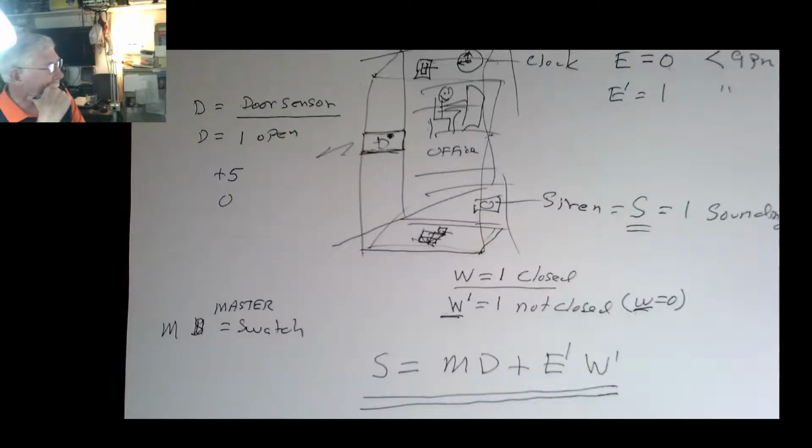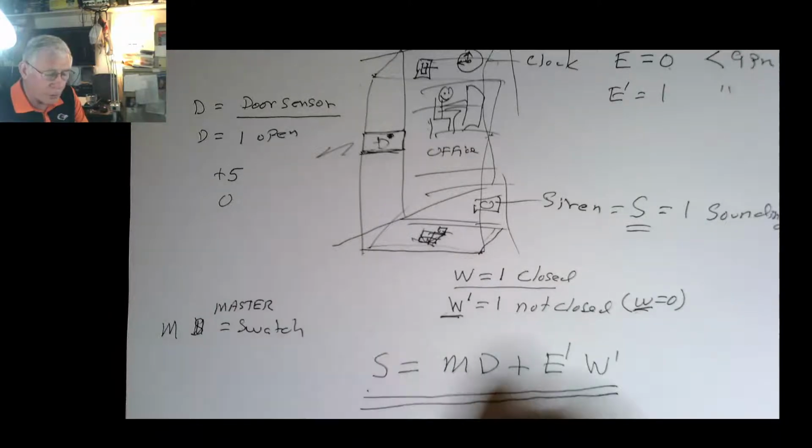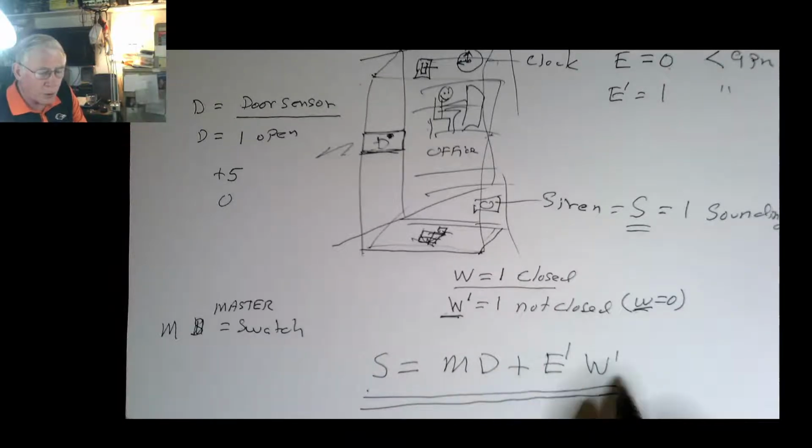Now, this is a little bit tricky. And so what are our independent variables? And what are our dependent variables? Well, S is our dependent variable, so that would be our output. And we have 4 independent variables: the master switch, the door sensor, the clock, the timer, and it's thresholded at 9 p.m., and then our window. So when the window is closed, it's going to equal 1.